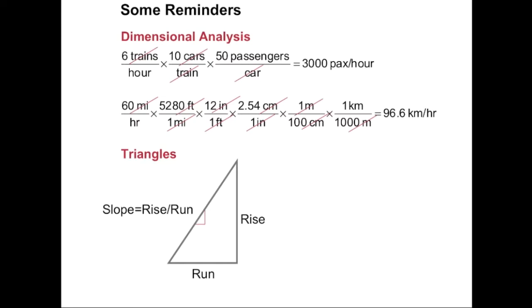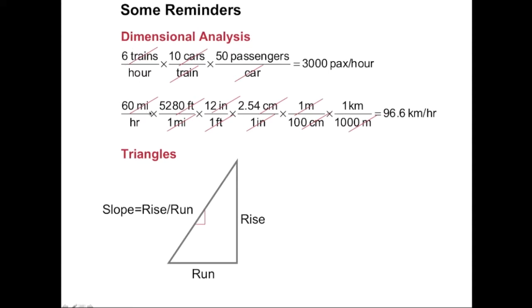This example shows how you can calculate the capacity of a rail line if you know that there are 6 trains per hour with 10 cars per train and 50 passengers in each car. You can cross multiply to obtain the result of the capacity being 3,000 passengers per hour. You can see that when you cross multiply, these units will cancel out, leaving you passengers over hour.